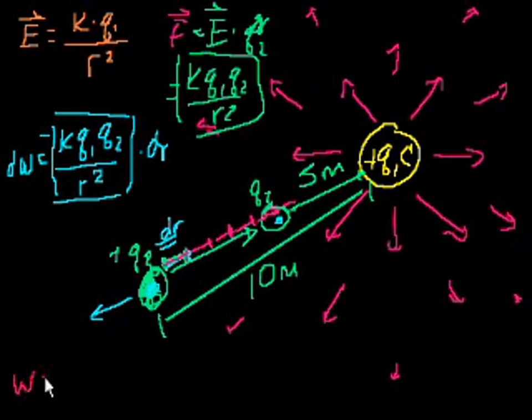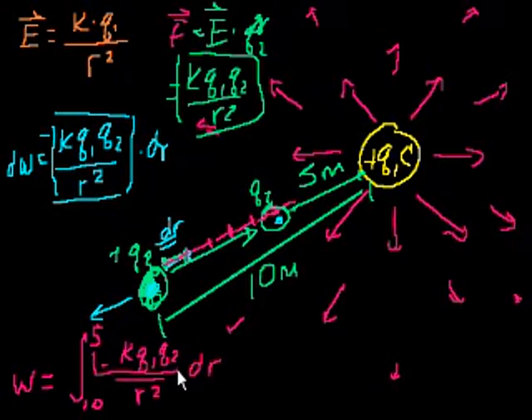The total work is equal to the integral. That's going to be a definite integral because we're starting at this point. We're summing from our radius equal to 10 meters. That's our starting point, to our radius equal to 5 meters. That might be a little unintuitive, that we're starting at the higher value and ending at the lower value, but that's what we're doing. We're pushing it inwards. And then we're taking the integral of minus k q1 q2 over r squared dr.